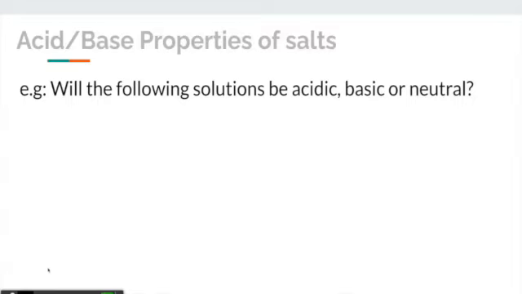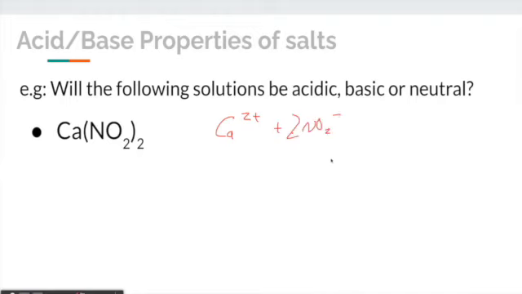So let's look at some examples. Will the following solutions be acidic, basic, or neutral? Let's take a look at this one. If we have calcium nitrite, it's going to split up and give you these ions: calcium 2 plus ion, and nitrite ions. Stoichiometrically, it's 2 nitrite ions. The calcium is not going to contribute to pH because it is the cation of a strong base, calcium hydroxide.